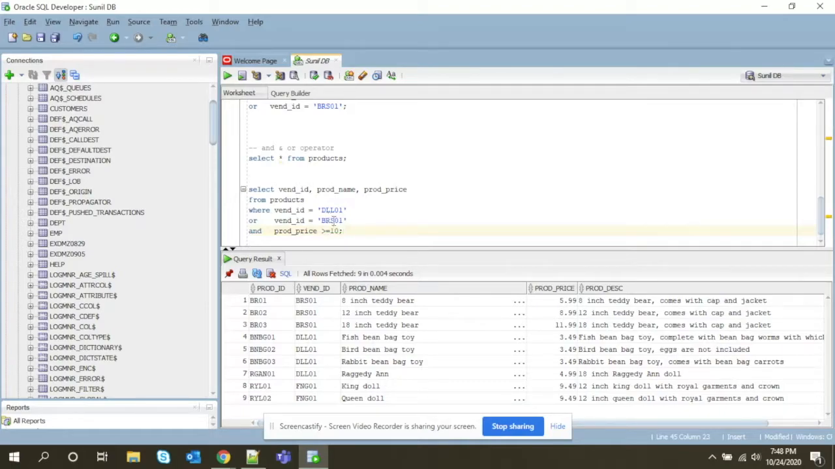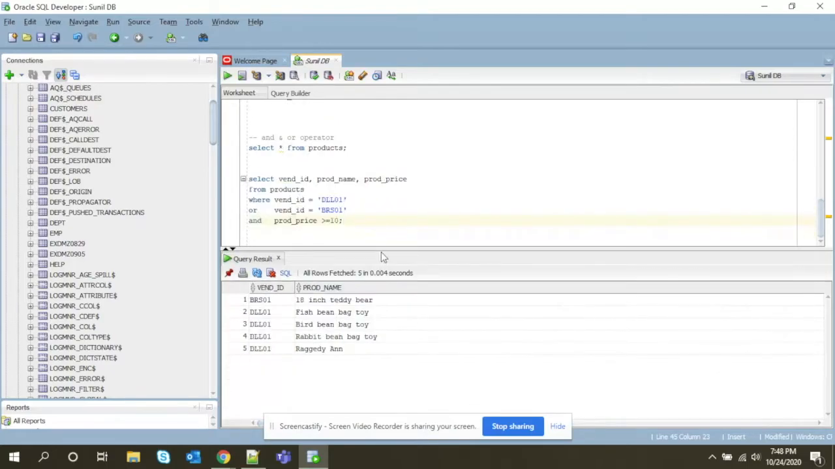If you're a novice SQL user, you're probably looking at this and thinking, okay, cool. It's going to bring back a vendor ID, either DLL01 or BRS01, and it'll bring back only the ones that have a price greater than or equal to 10. So when you run this, it brings back the records.